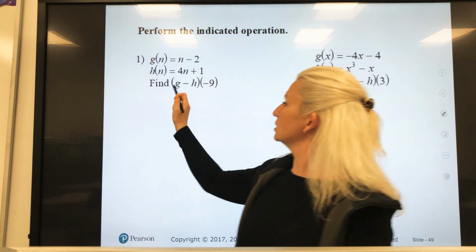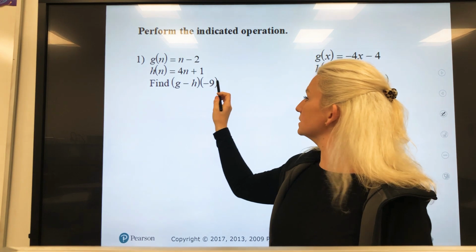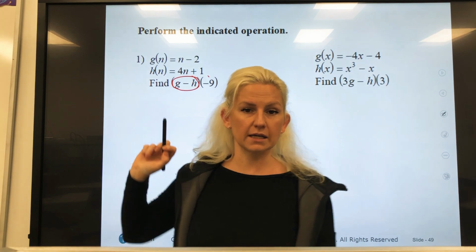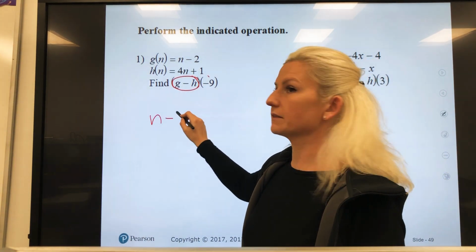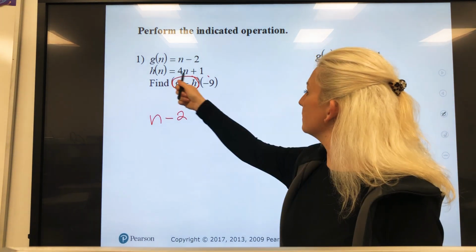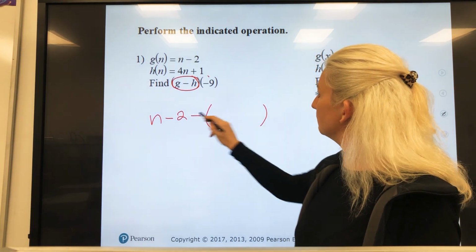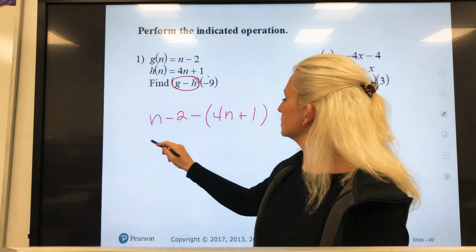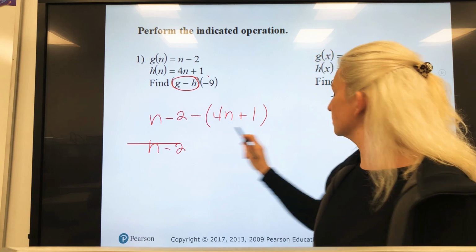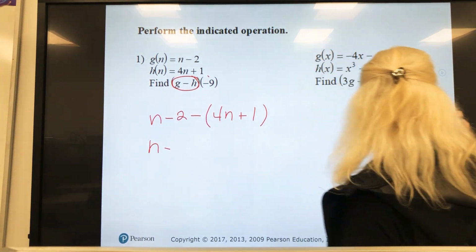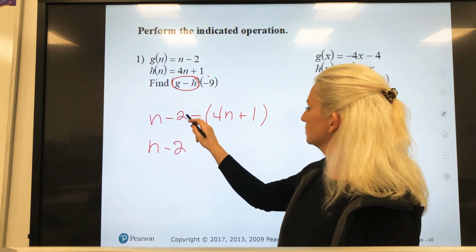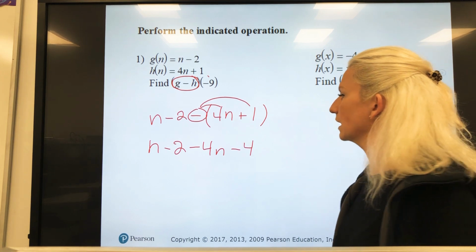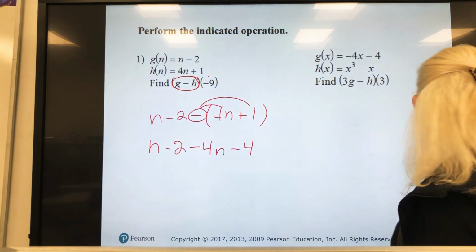All right, this is (g minus h) of -9. So that means I'm going to take the -9 and plug it into this. So first I'm going to figure out what g minus h is. So I'm going to take the g, that's n minus 2, right? And then I'm going to subtract h, right? Minus my h is 4n plus 1, right? So what does that give me? I have n minus 2. I'm going to distribute that negative. N minus 2, distribute this negative here, so that gives me -4n, -4, okay?